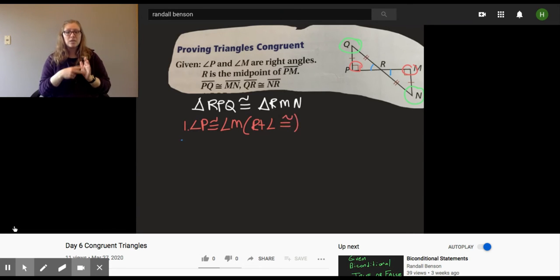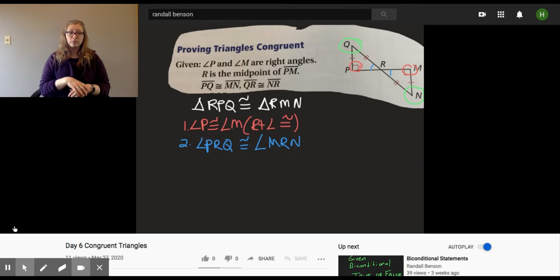Then we're going to look at the second pair of angles. Now, to name the vertical angles, we're going to have to use 3 letters, 3 vertices. So we have to be careful how we name it so that they're in the right order. I'm going to start with the right angle. So I'm going to say PRQ. So the right angle, then R, and then Q is going to be congruent to, again starting with the right angle, MRN. Why is that true? Because vertical angles are congruent.